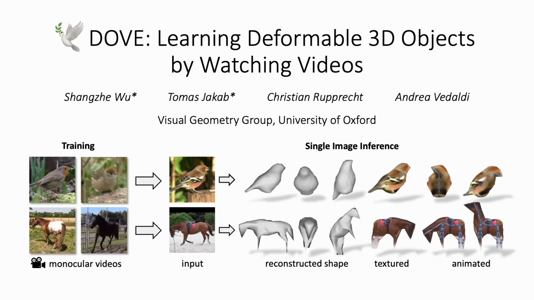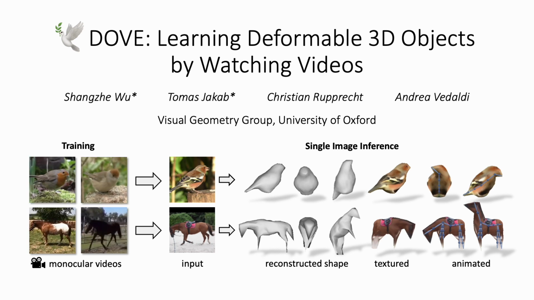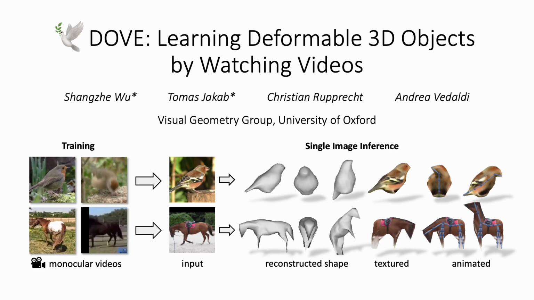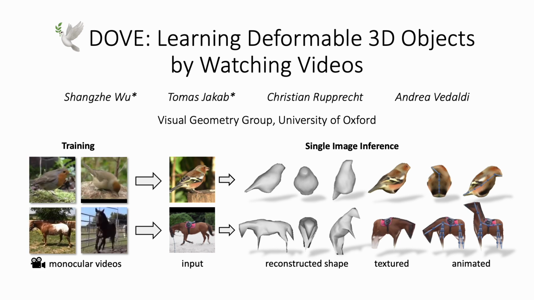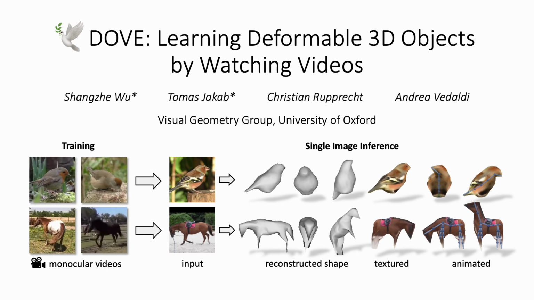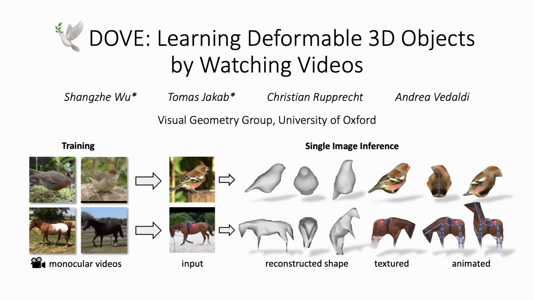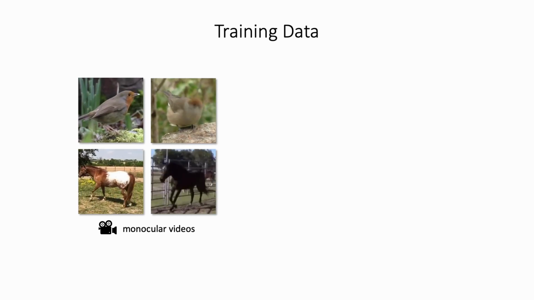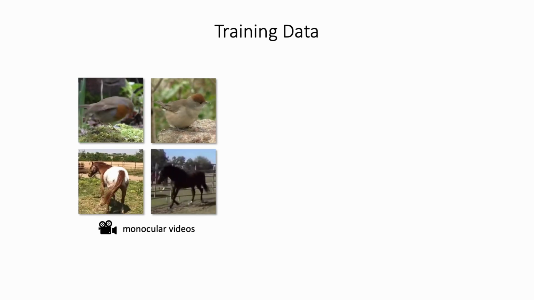In this paper, we present a model that learns to reconstruct deformable 3D objects from monocular videos. After training, the model is able to predict articulated 3D shape, pose, as well as texture from a single image, which allows for animation and novel view rendering. Our model is trained using monocular videos of an object category, such as birds.